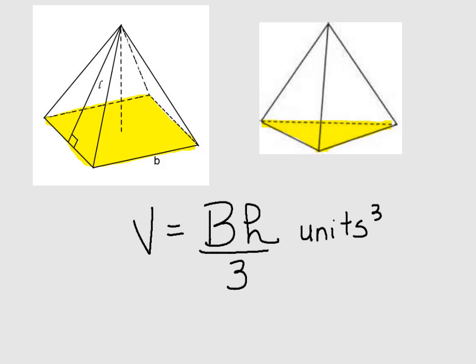Capital B, as you recall, stands for the area of the base figure. So, depending on the figure that's at the base of the pyramid, whether it's a rectangle or a triangle or any other polygon, you'd have to first find the area of the base using the appropriate formula and plug that in for B.